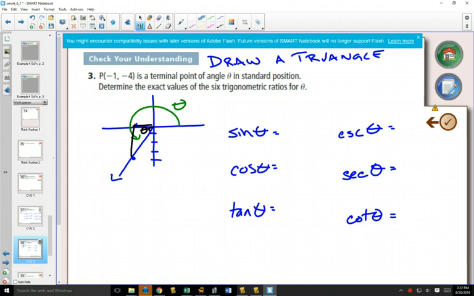Now, when we make that triangle, do you know any of the lengths on that triangle? We know x and y, so how long is this side? 1. How long is this side? 4. Could you figure out the hypotenuse? How would you do that? a squared plus b squared equals c squared, right? Can you do that mental math?